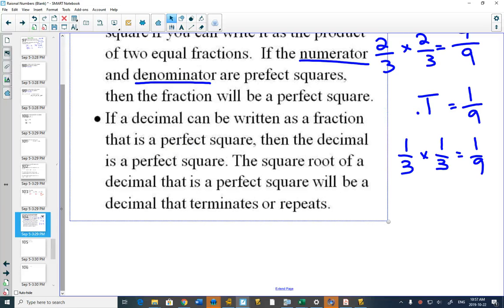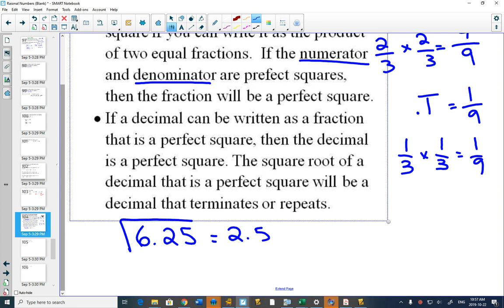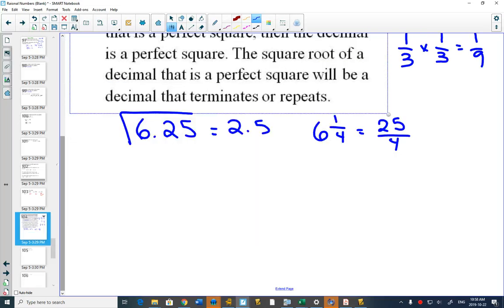Okay, 6.25. I showed you before that 6.25, if you went to your calculator and did the square root, it's equal to 2.5. If we wanted to change 6.25 to a fraction, do you agree that it's 6 1/4? And 6 1/4, that's a mixed fraction. That's equal to 6 times 4 is 24 plus 1, 25 over 4. Agreed?